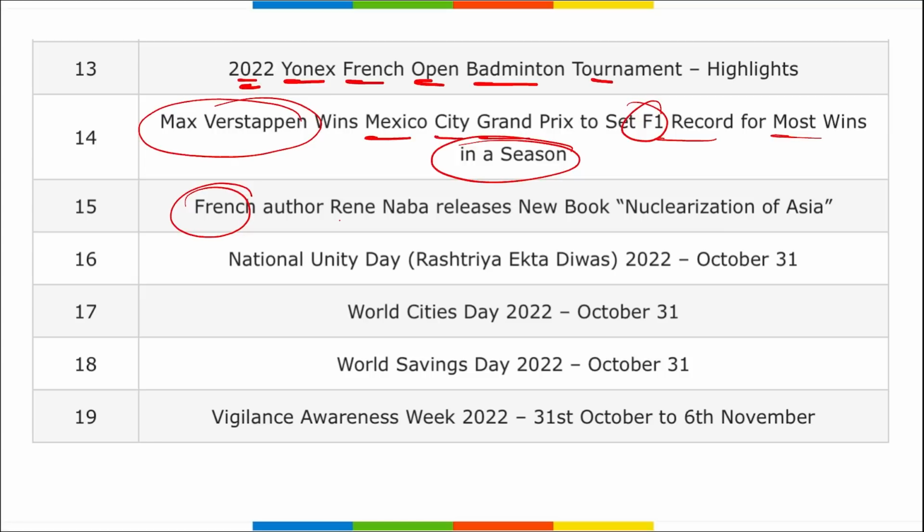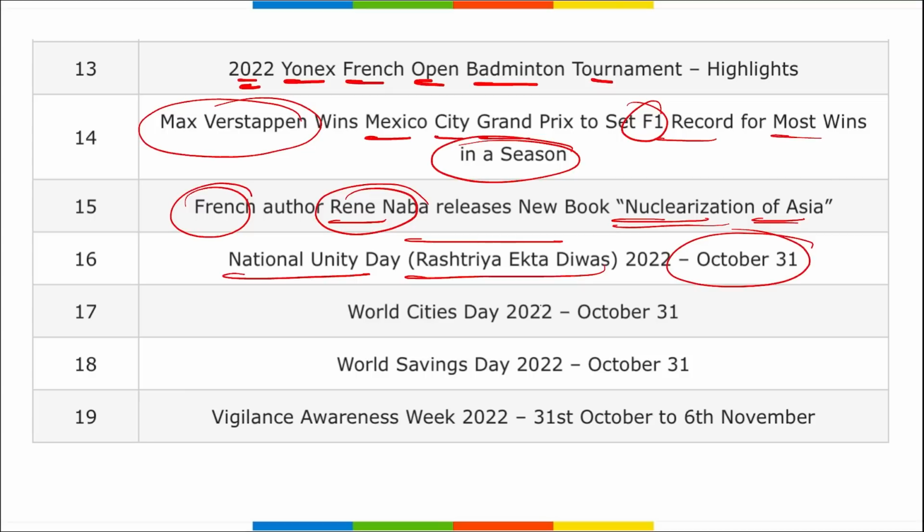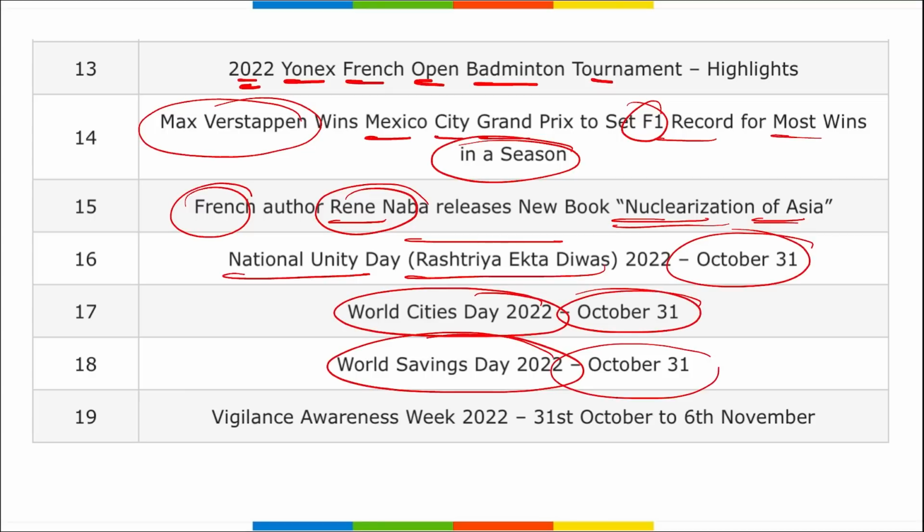Then French author Rene Naba has recently released a book called Nuclearization of Asia. National Unity Day or Rashtriya Ekta Divas on 31st of October, World Cities Day on 31st of October, and World Savings Day also on 31st of October. And in the last comes Vigilance Awareness Week, which is observed from 31st October to 6th of November. So that's all for the day, friends.